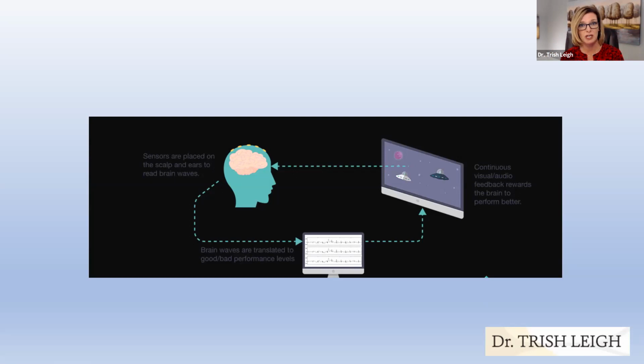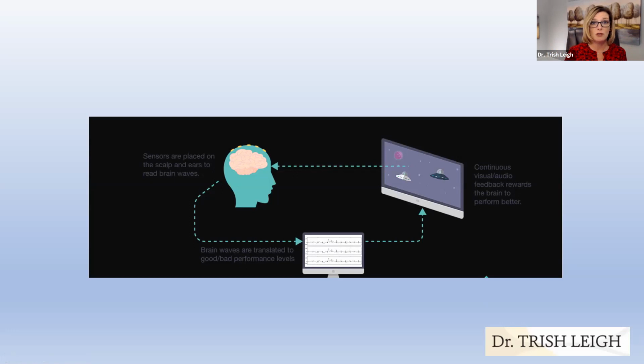And the way that that works, and you can see it here a little bit, it says that the brain waves are translated into good or bad performance levels. I like to use the words optimal or irregular, but basically this EEG data is fed back to your brain, back into the screen, and the screen will go brighter if your brain is making more of perfect processing speed. It will go dimmer if your brain is using too much slow speed, which causes attention difficulties and brain fog.